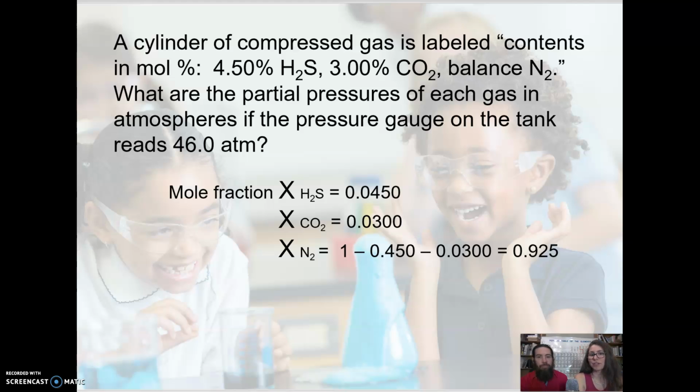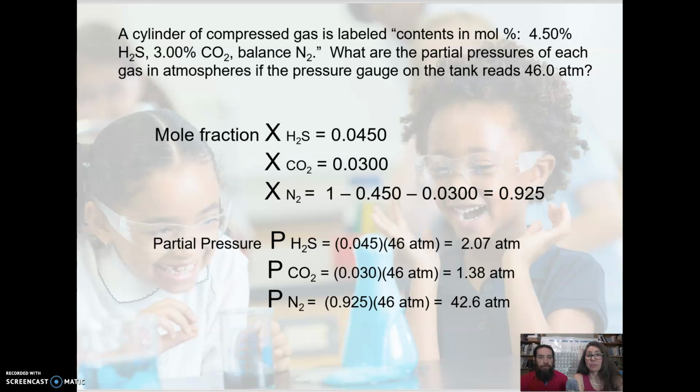Now notice for the nitrogen, we just brought down the values for the H2S and the CO2, and the balance was nitrogen. It didn't give us that percentage for nitrogen. But since all the mole fractions add up to 1, we can simply subtract from 1 to get the mole fraction of nitrogen. And you can add those 3 up, and they should total 1.